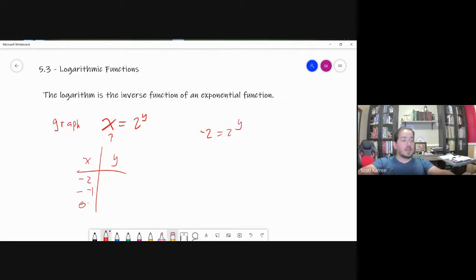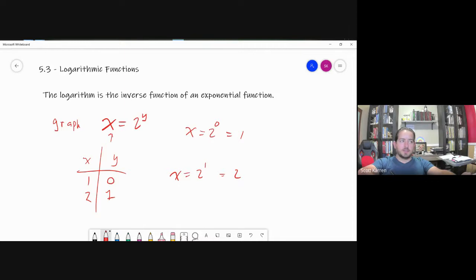So instead, what I want to do is throw in values for y instead. So I would throw in 0 for y, because if y is 0, I know what that is. X is 1. What happens if y is 1? Well, then I have x equals 2 to the 1. Oh my goodness, that's 2. I know how to do this.